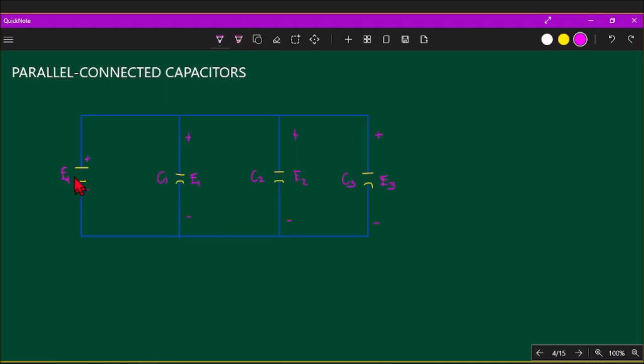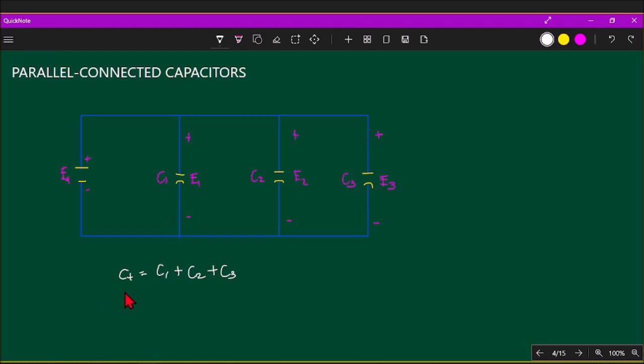Okay, next we have parallel connected capacitors. Here we have three capacitors connected in parallel with a voltage supply. Those capacitors are C1, C2, and C3. Then you have their voltage drops, E1, E2, and E3. To get the total capacitance, our total capacitance is equal to the sum of all the capacitances, so C1 plus C2 plus C3. This is just like resistors connected in series.